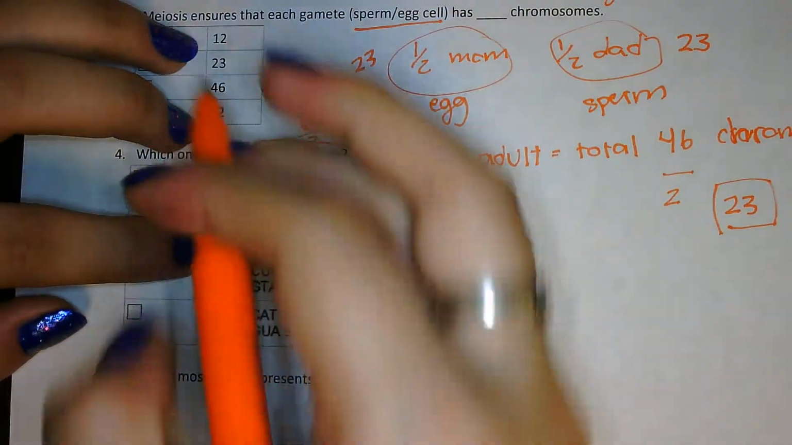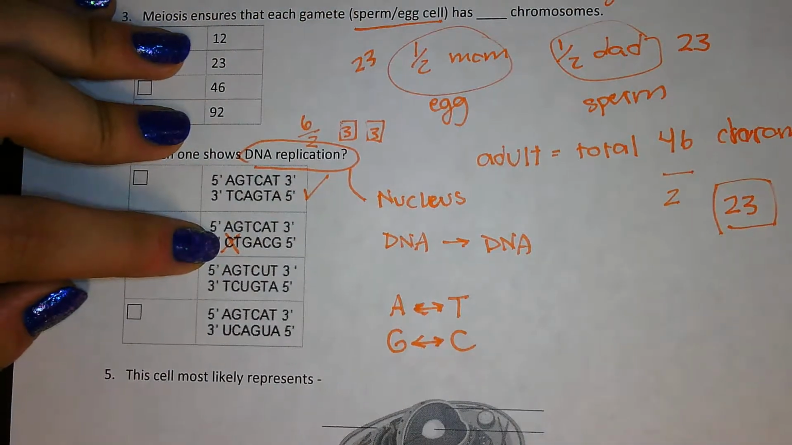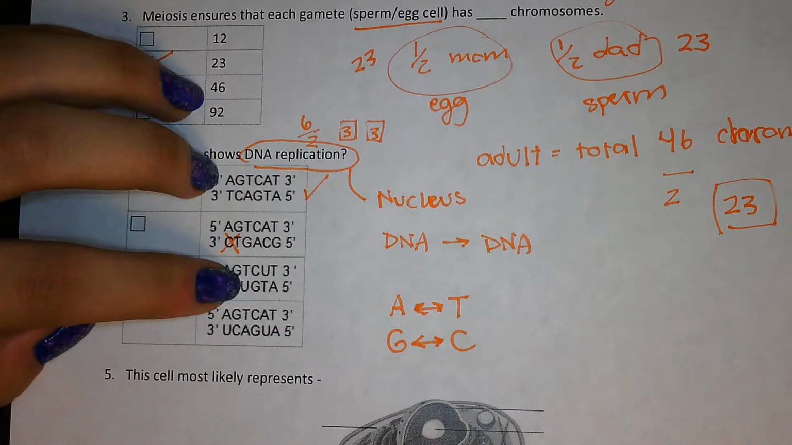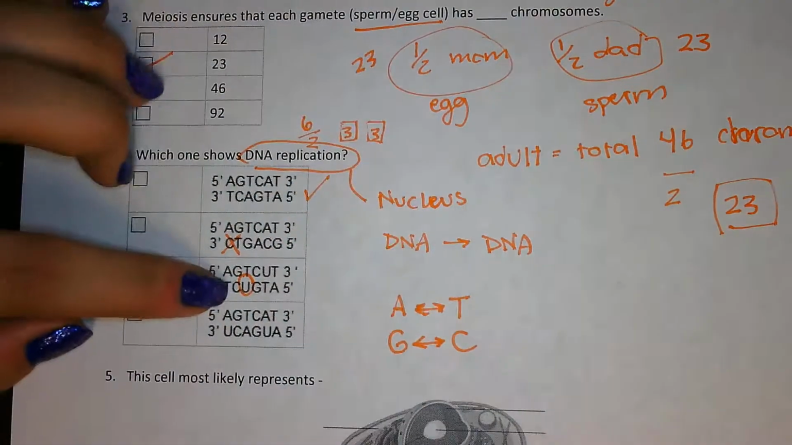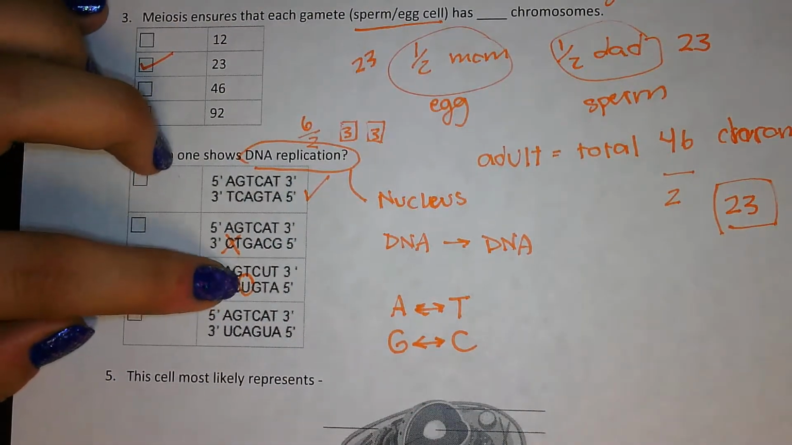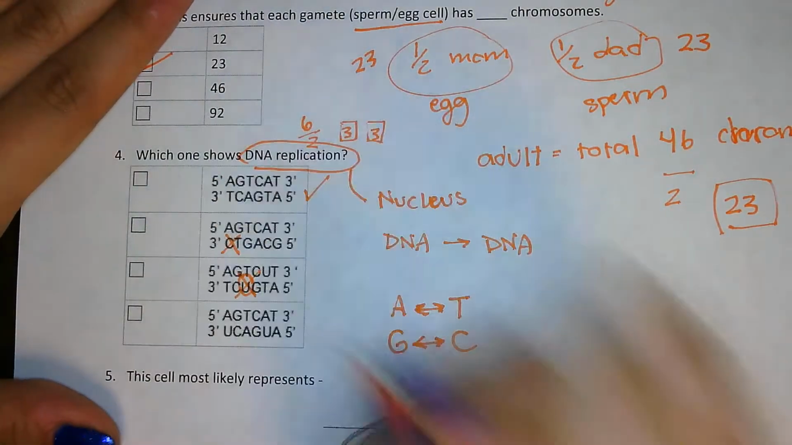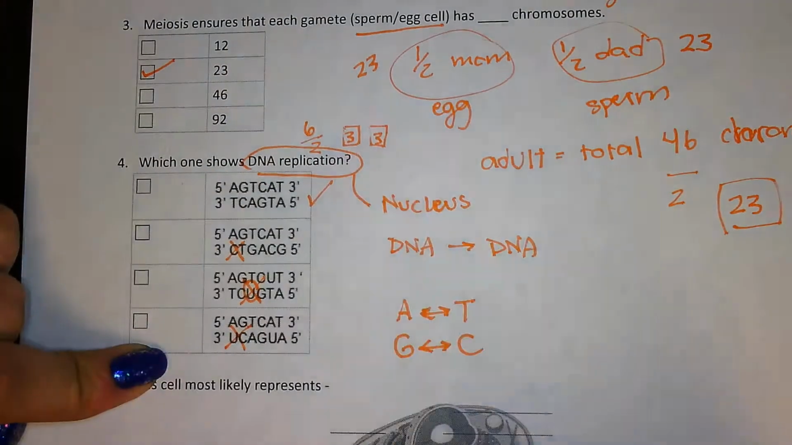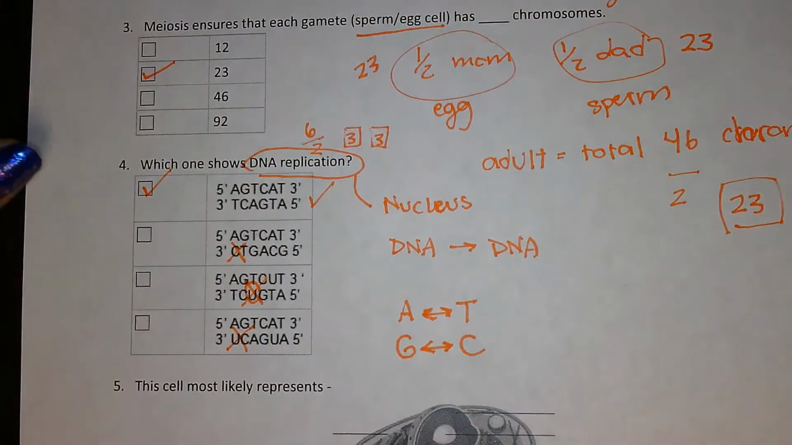A with C, nope. A does not go with C, so it's not that one. A with T, G with C, T with U. Why are there U's? We're only talking about DNA. U is only found in RNA, so it is not that one. And same thing here. U is only RNA, not that one. So my correct answer is A.